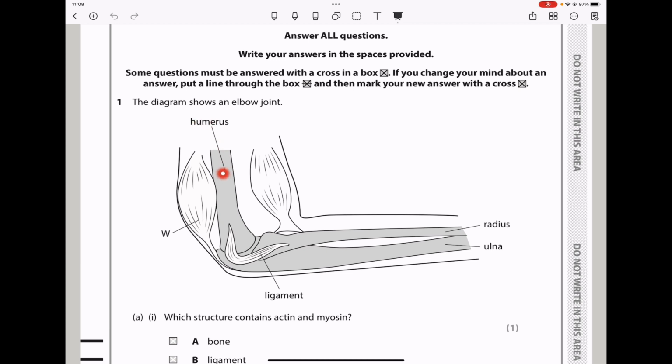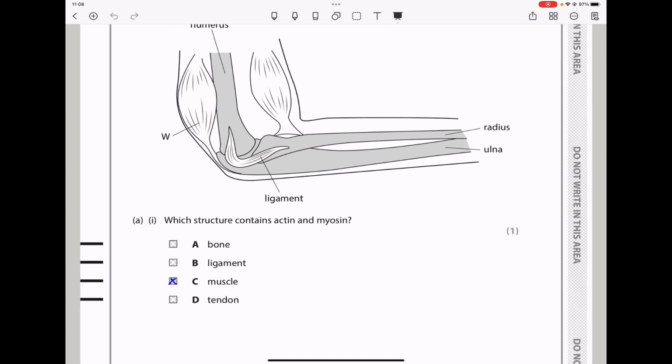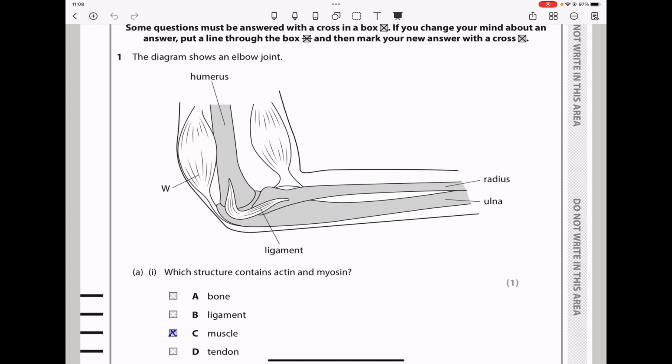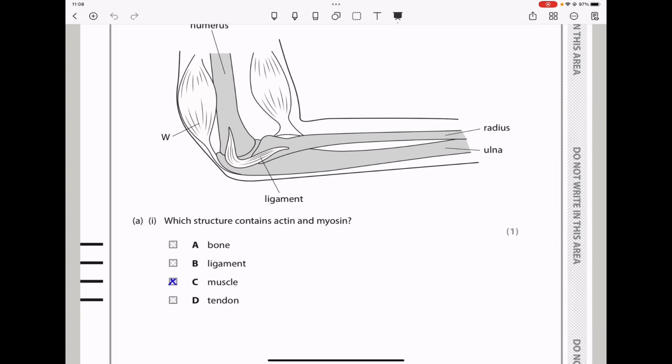So we have the humerus bone, which is that, and we have the ligament, the radius, as well as the ulna. So they say which structure contains actin and myosin. Actin and myosin are contained in a muscle, so the answer here should be a C.